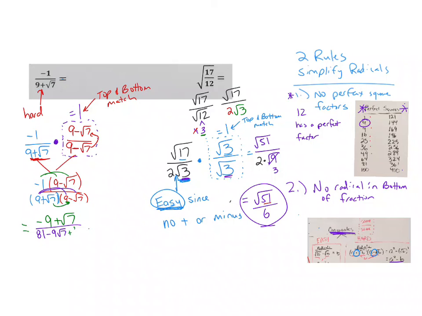Look, 9 and radical 7, they are not the same. One's in jail, one's out of jail. Now look, radical 7 and radical 7, it's a minus sign because it's a plus and a minus. It's radical 49 because 7 and 7 are both in jail. This should happen every time. Those cancel in the middle. This guy turns into minus 7. So I end up with 81 minus 7 is 74. So I have negative 9 plus radical 7 all over 74.